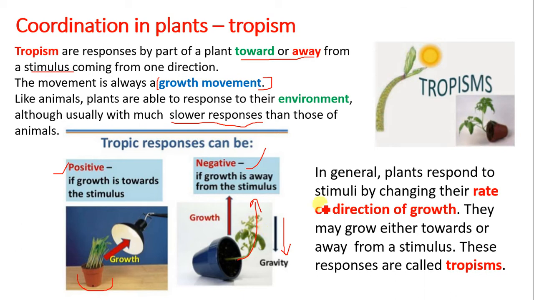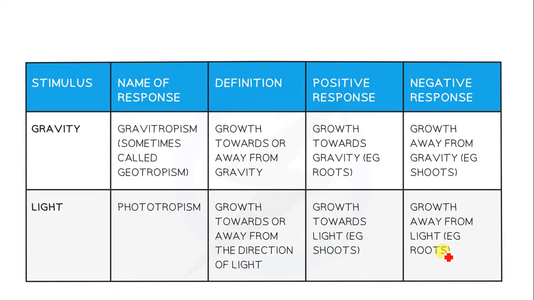So now, in general, plants respond to stimuli by changing their rate or direction of growth. They may grow either towards or away from a stimulus. Now, these responses are called tropisms. So you see, the two major stimuli here are gravity and light, and the name of the response is gravitropism, sometimes called geotropism. And here is phototropism.